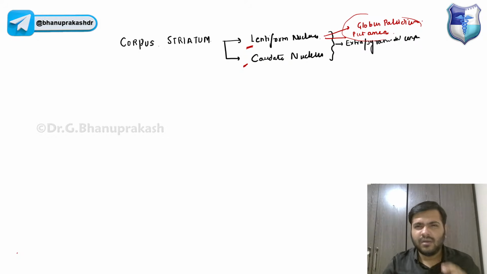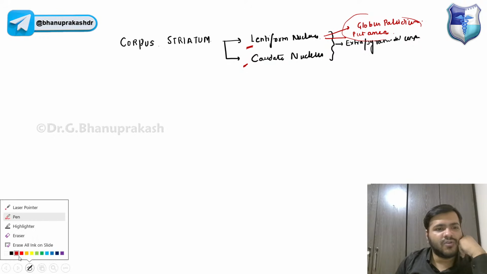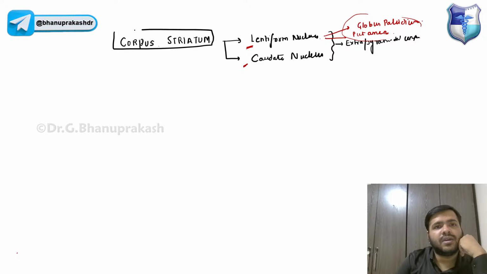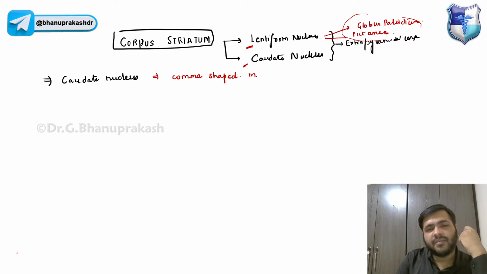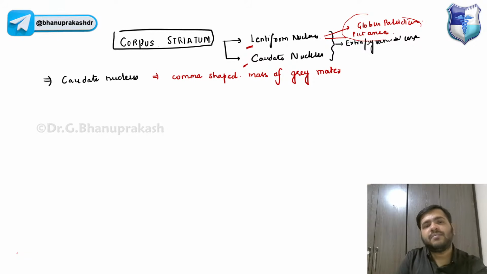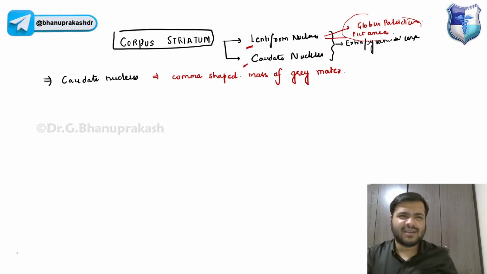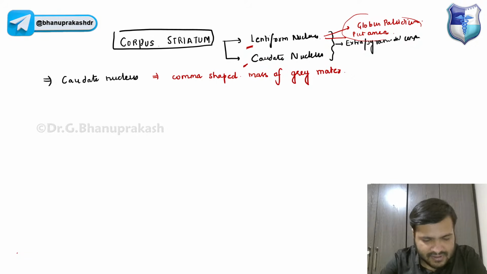Now, caudate nucleus, guys, if you just want to write something about this. Remember that the caudate nucleus is comma shaped, just by the name, guys. It is a comma shaped mass of gray matter. Now it has three parts, guys, right?